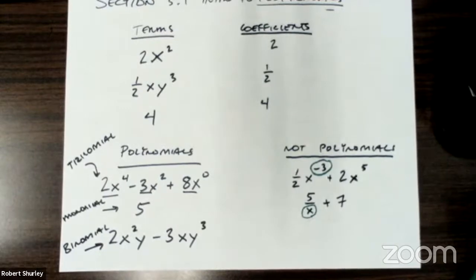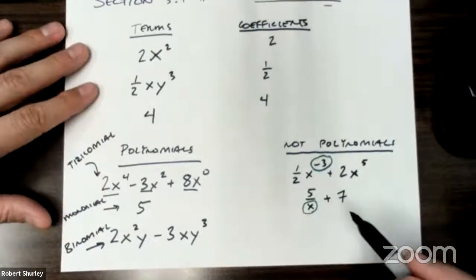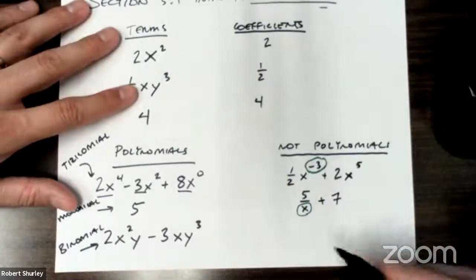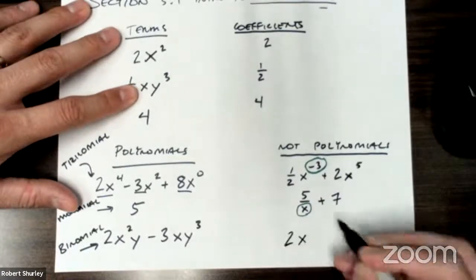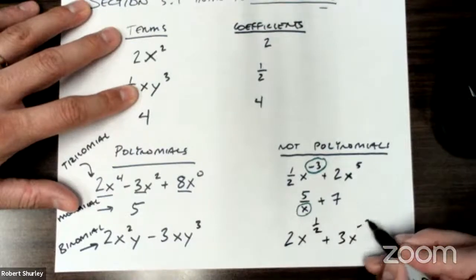Let's see if they throw. I'll tell you, your book doesn't do this example, but it is true. It's because it hasn't talked about fractional exponents yet. But we can't have fractional exponents in polynomials either. So we couldn't have something like 2x to the 1/2 plus 3x to the -2.